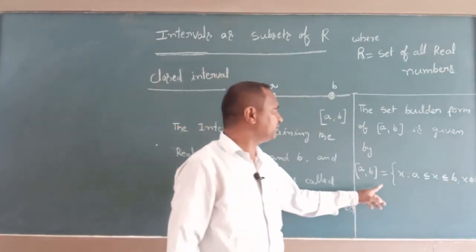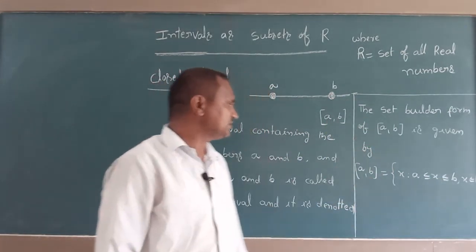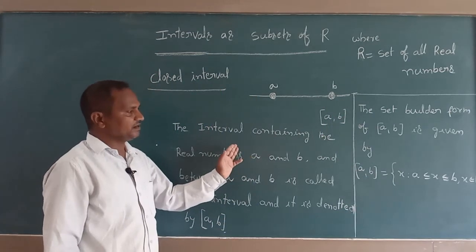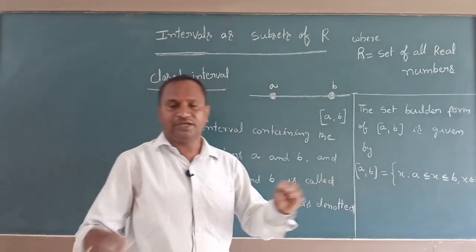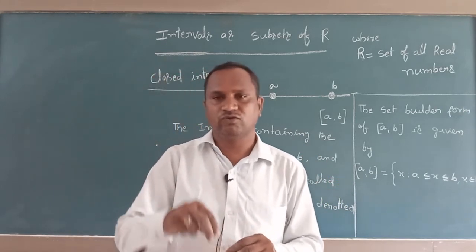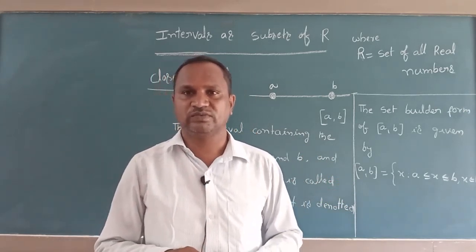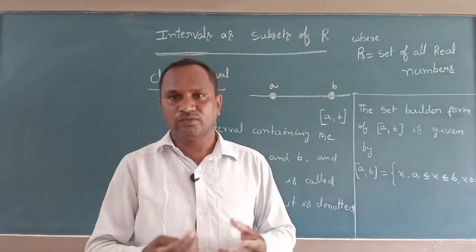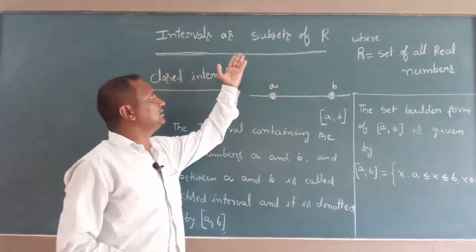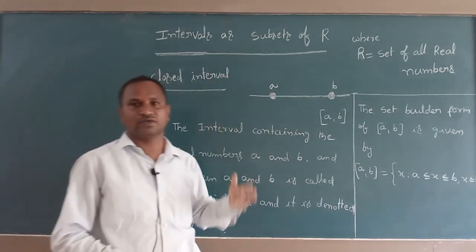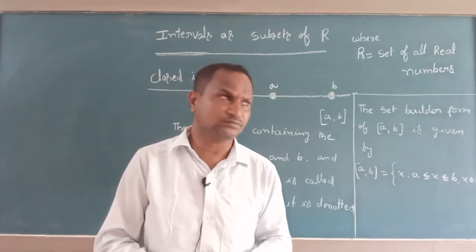This type of interval is called a closed interval. Closed interval means containing a and b, containing the numbers a and b. Between those numbers, we must count them also. We must consider them also. With the help of those numbers, we are forming some subsets. Those subsets are intervals as subsets of capital R, the set of all real numbers.